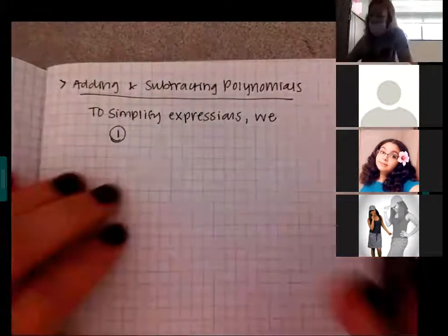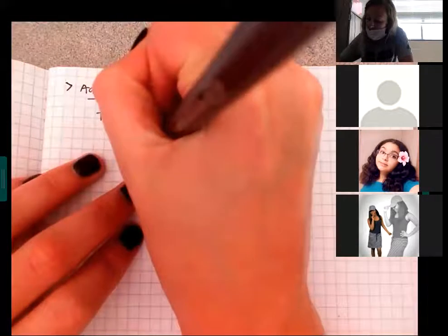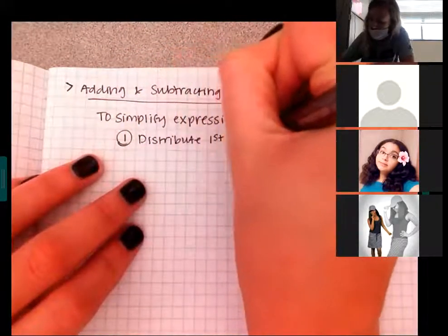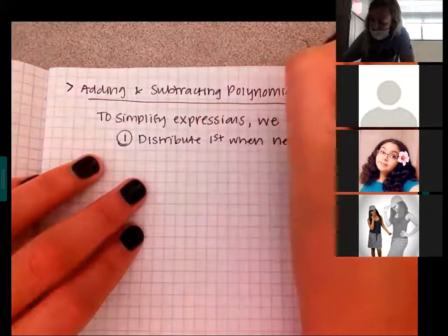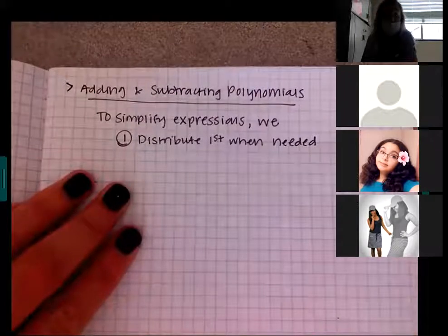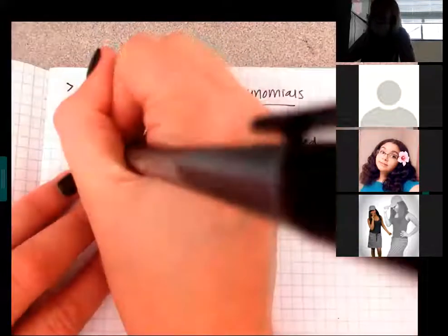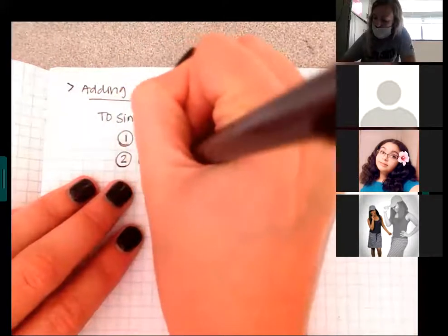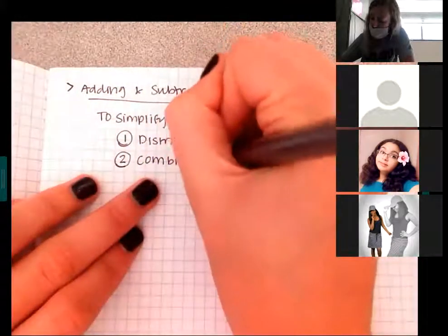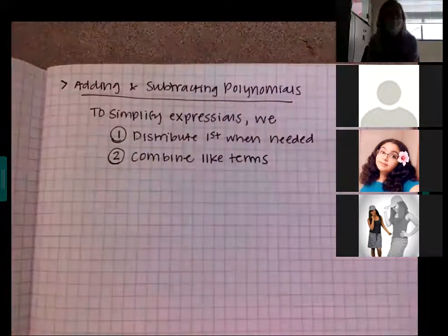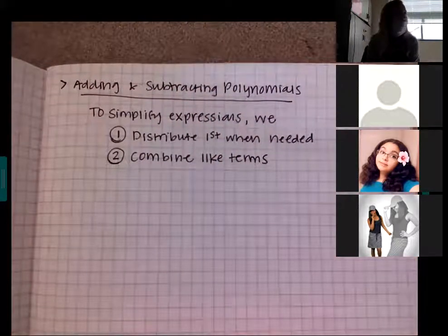So the first thing we're gonna do is distribute first when needed. You don't always have to distribute. Remember the one in the warm-up, we didn't have to distribute. But if you need to, you're gonna distribute first. So then your second step was to combine like terms. And I lied, there's one more step.